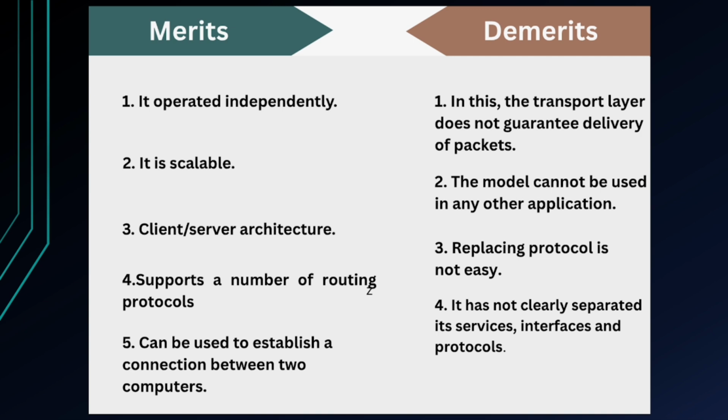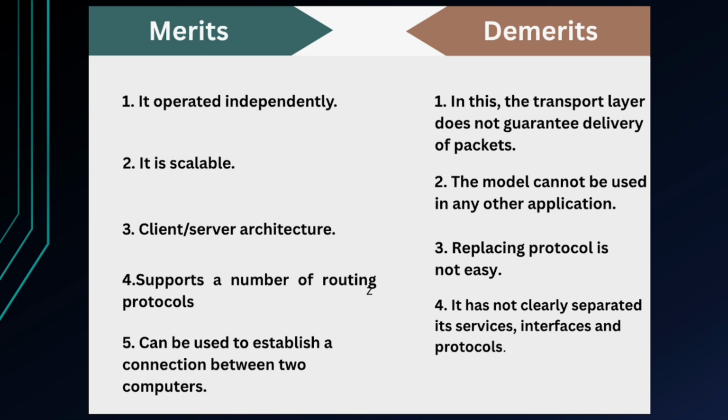Now, the demerits of the TCP/IP model are: first, the transport layer does not guarantee delivery of packets. Some packets of data might get lost during the transmission. It doesn't promise everything will arrive. Second, the model cannot be used in any other application. TCP/IP is designed specifically for networking and internet communication. It can't be used for other purposes.